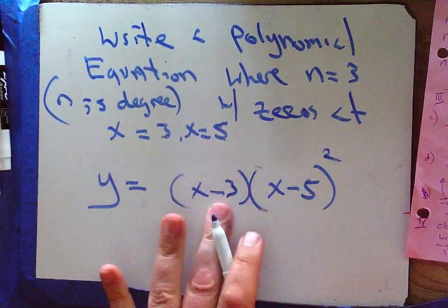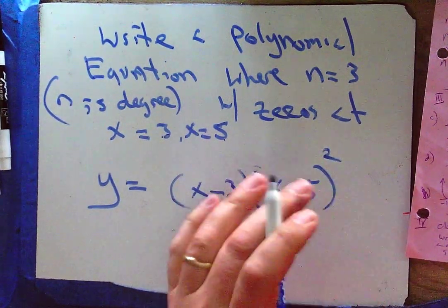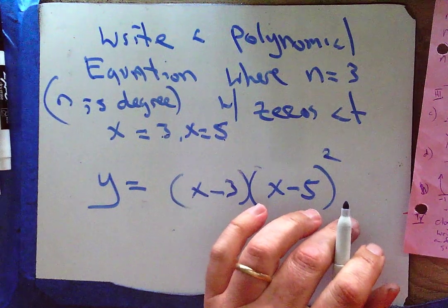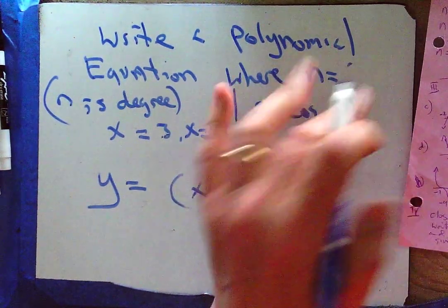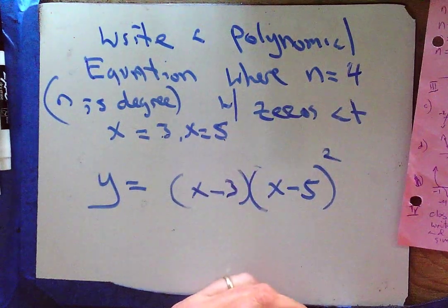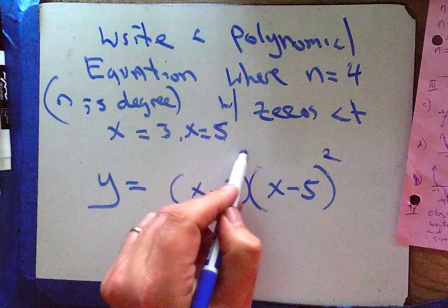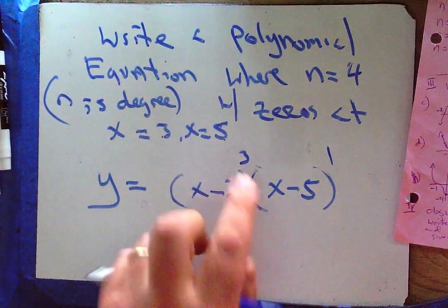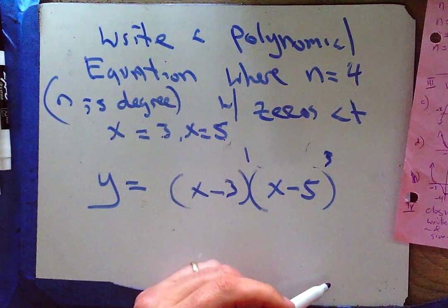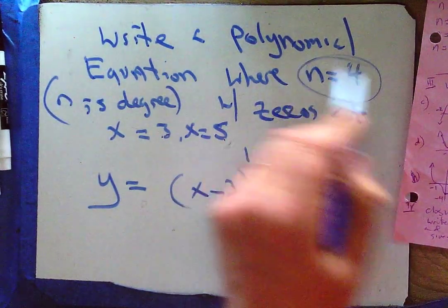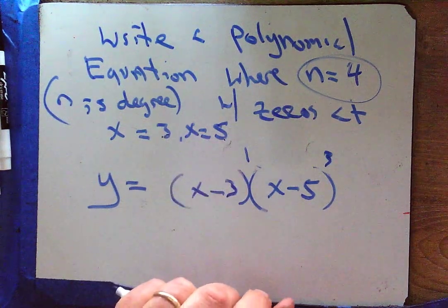But I can apply multiplicity to my factors in order to meet these preconditions. So what if I have, instead of 3 here, I have a 4? Well, I could have 2 and 2. I could have 3 and 1. Or I can have 1 and 3. Okay, I just need the degree to be 4. And I need these to be the only x-intercepts.